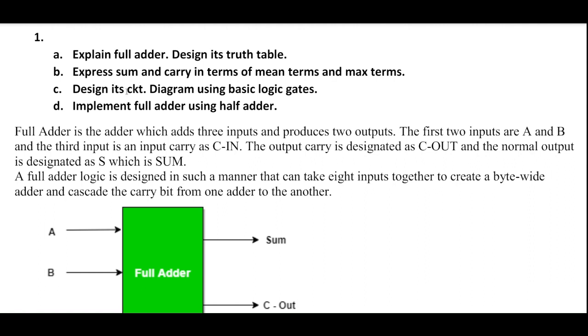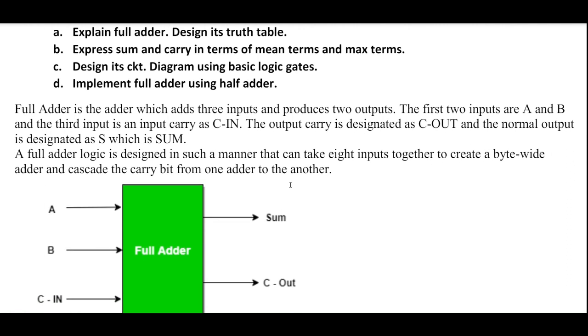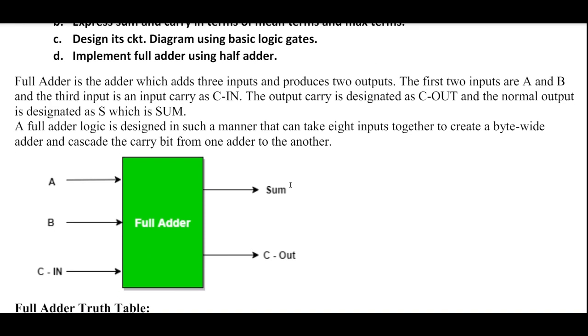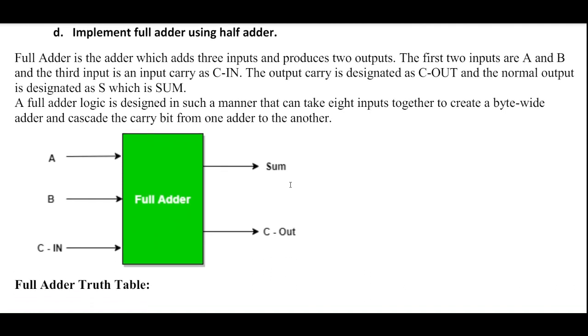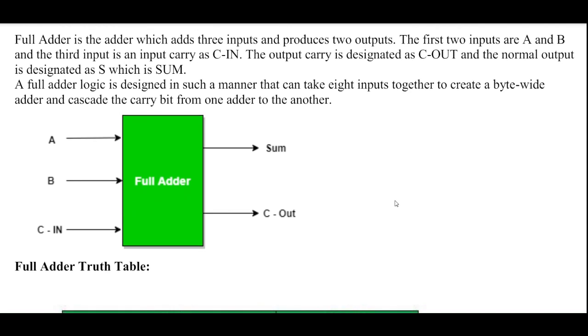Okay, it's not a big deal actually. Now let's go through it one by one. What is a full adder? A full adder is an adder which adds 3 inputs and produces 2 outputs. The first 2 inputs are A and B, and the third input is an input carry, C in. The output carry is designated as C out, and the normal output is designated as S, which is sum.